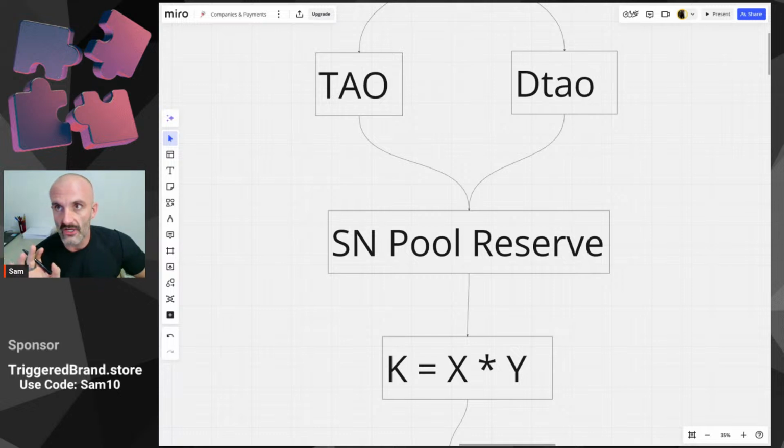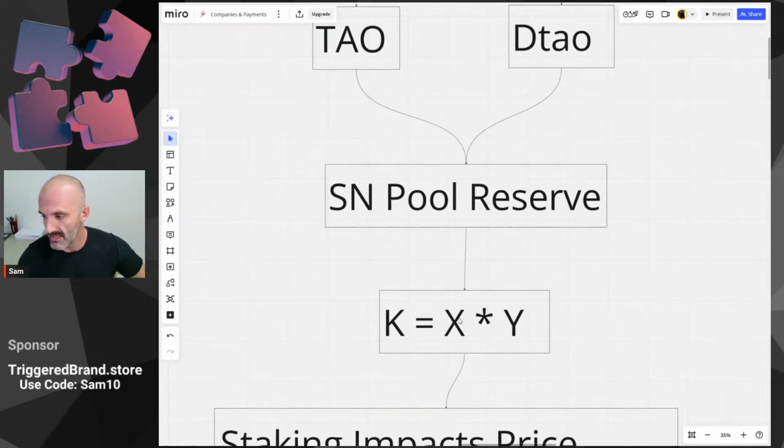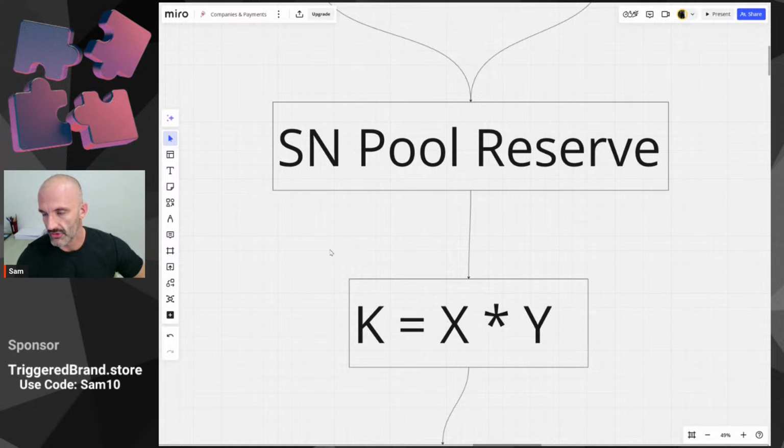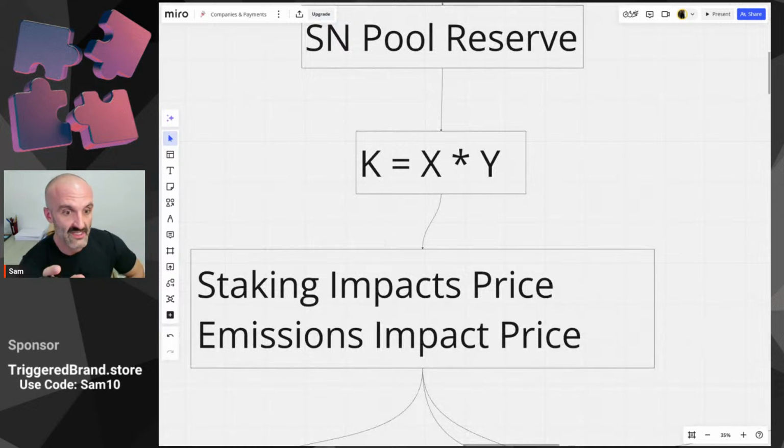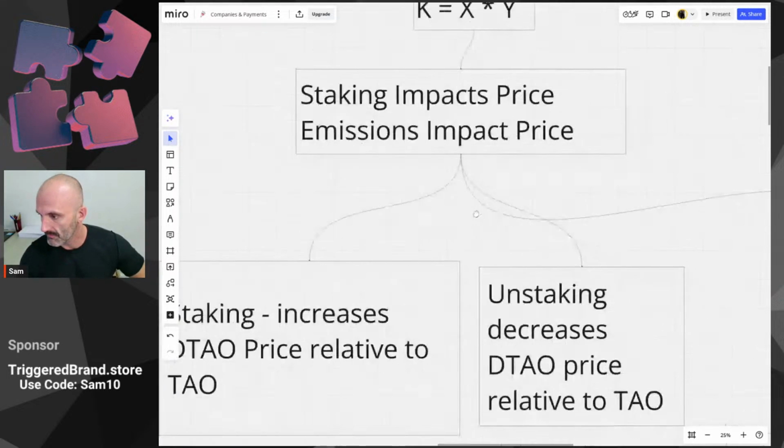Now, the ratio at which TAO is converted to DTAO is going to use the constant product formula here. This is similar to how Uniswap V2 works, or other V2 versions, where X is TAO and Y is DTAO. Those are going to fluctuate, but K, the constant, is always going to stay the same. This means that when somebody stakes, it's going to impact the price of DTAO and the price of TAO relative to DTAO. You're basically saying the same thing. And when somebody unstakes, it does exactly the same thing in reverse: it reduces the price of DTAO and increases the price of TAO, which we're going to talk about more in a minute. Actually, I already did right here.